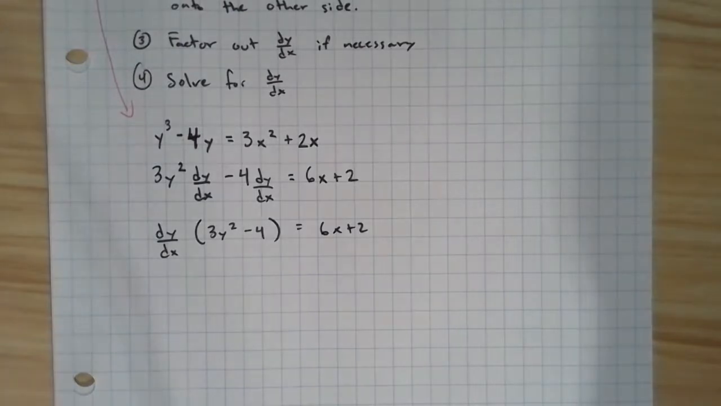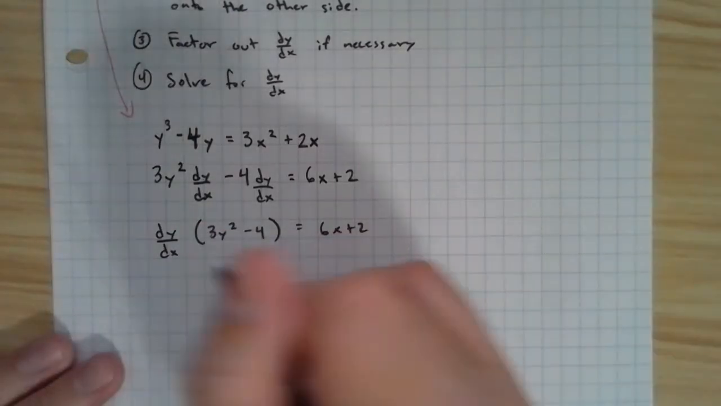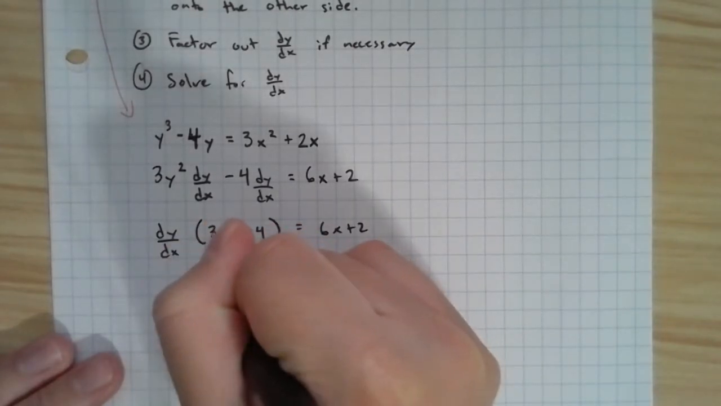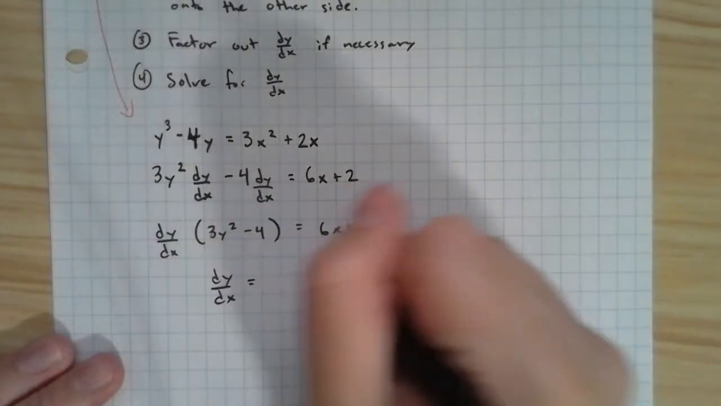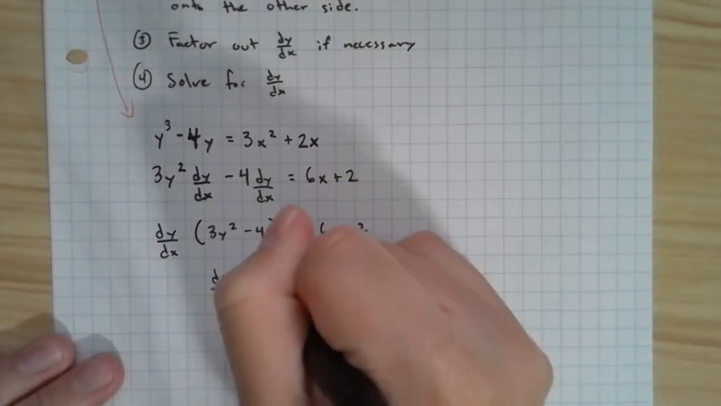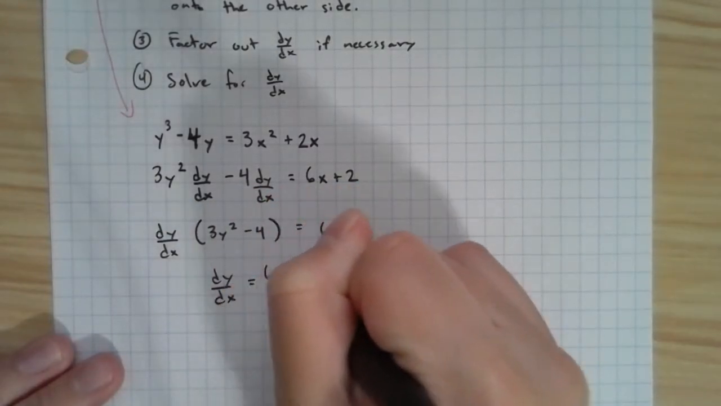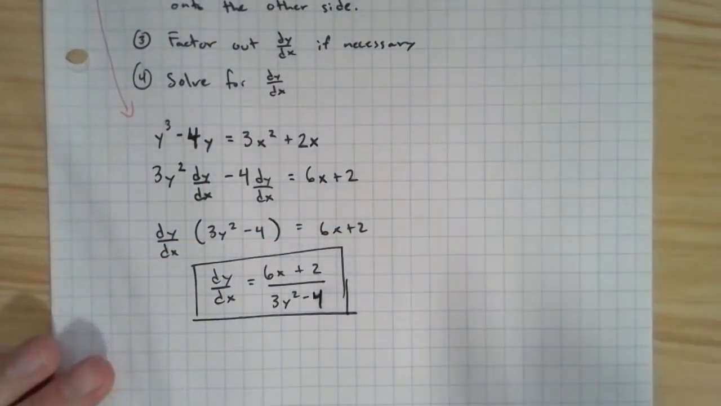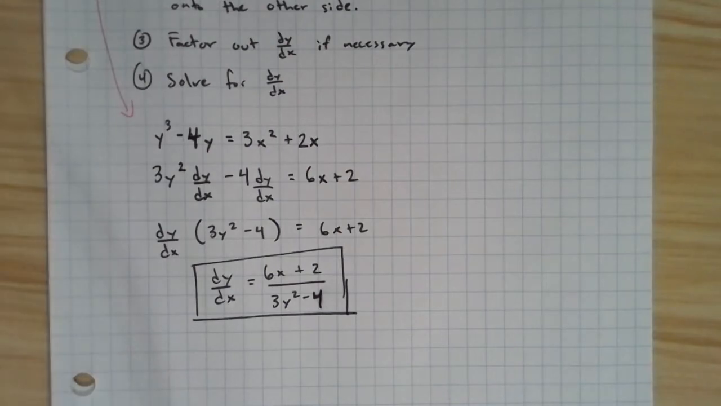And so then, what's the derivative here with respect to x? Divide both sides by all of this so that I isolate the dy dx. There you go. This will be (6x plus 2) over (3y squared minus 4). Implicit differentiation definitely will show up on the AP test. So that is example 1.